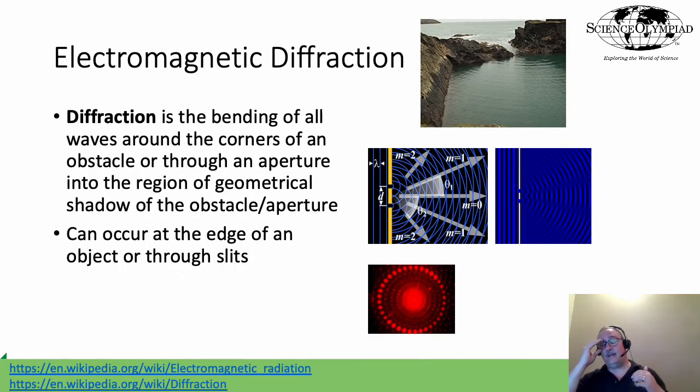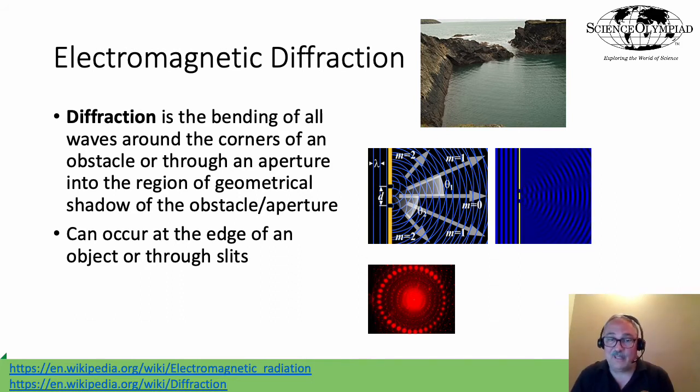The third way that waves sort of get around things is diffraction. Okay, so diffraction is the bending of the waves around corners of an obstacle, sometimes through an aperture, sometimes through what we call a shadow boundary. And basically, this isn't because we have two different media, it's because we have a structure.